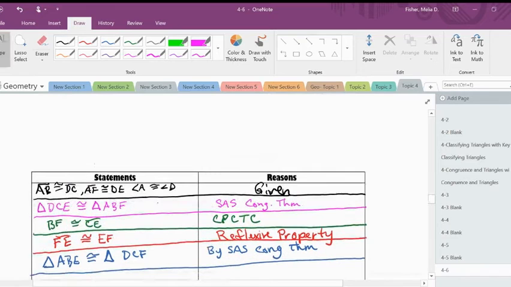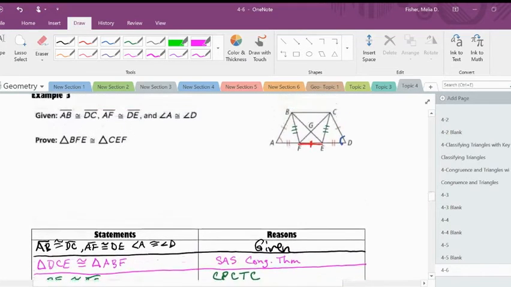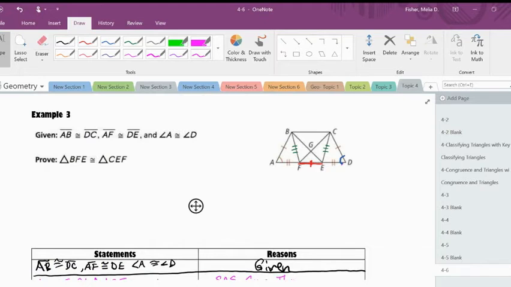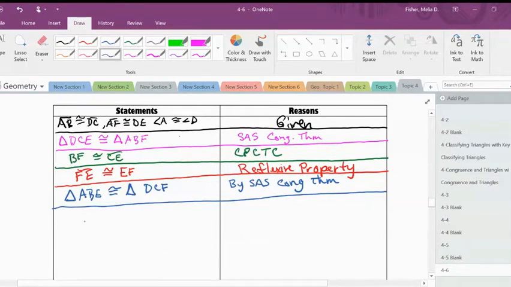Now that we know that those two pieces are congruent, we can look at BE. So this line right here is going to be congruent to this line right here. I think we're on 4 marks this time. 1, 2, 3, 4, and 1, 2, 3, 4. And that is because of CPCTC. So BE is congruent to CF by CPCTC. Corresponding parts of congruent triangles are congruent.